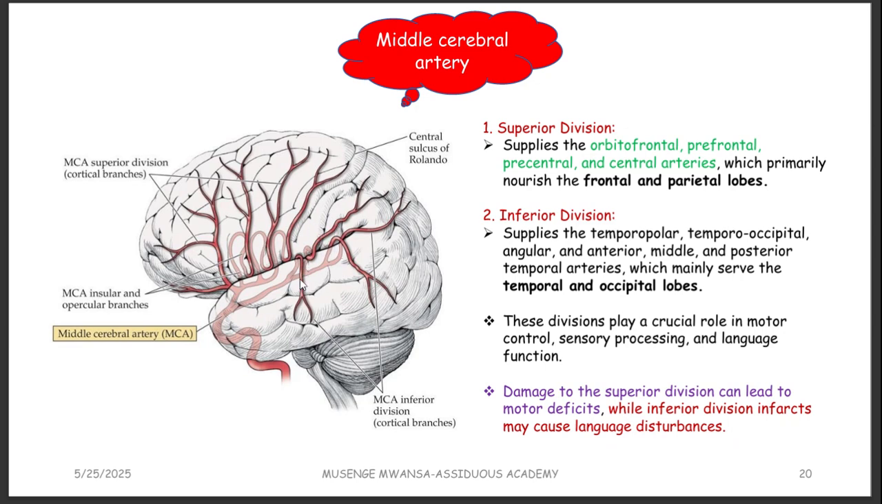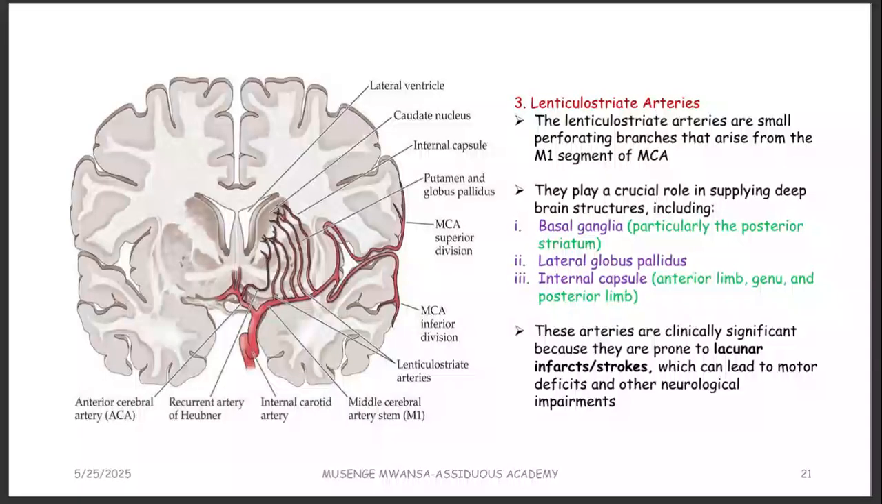So if there's an injury here, there's going to be language disturbance. You can't understand language. Probably you can speak, but it will be very hard for you to understand because speech is controlled by the Broca's area that is found in the frontal lobe. Okay. Another branch that comes from the middle cerebral.